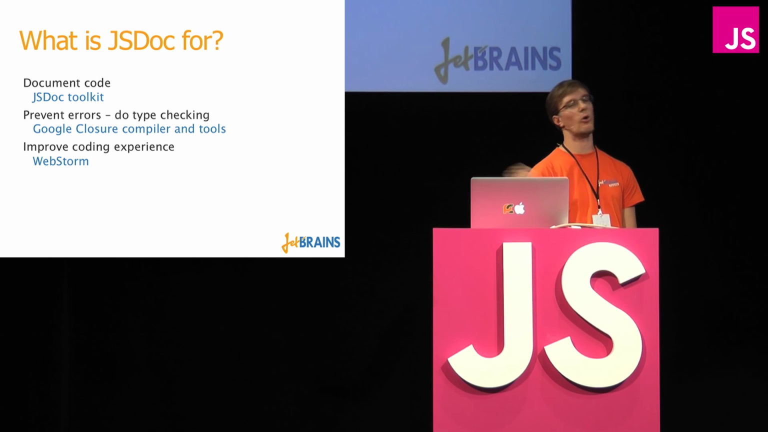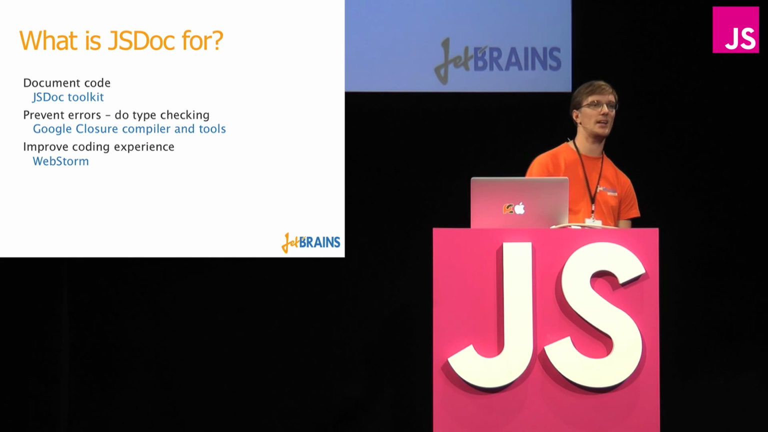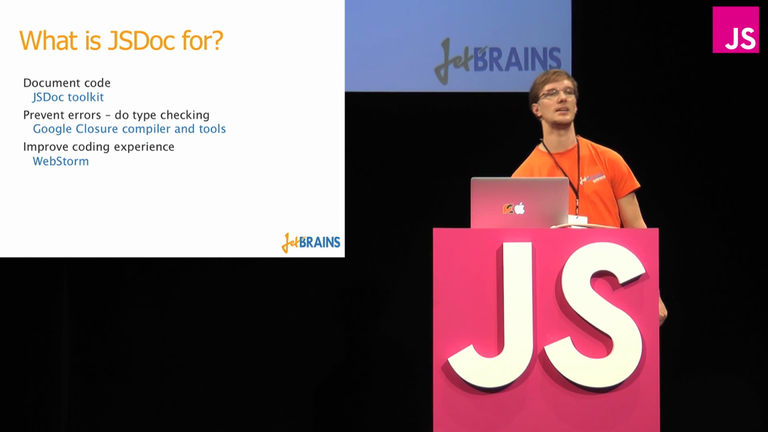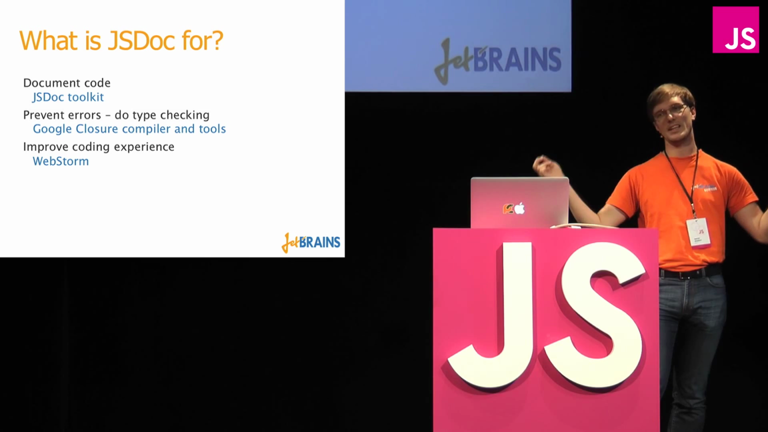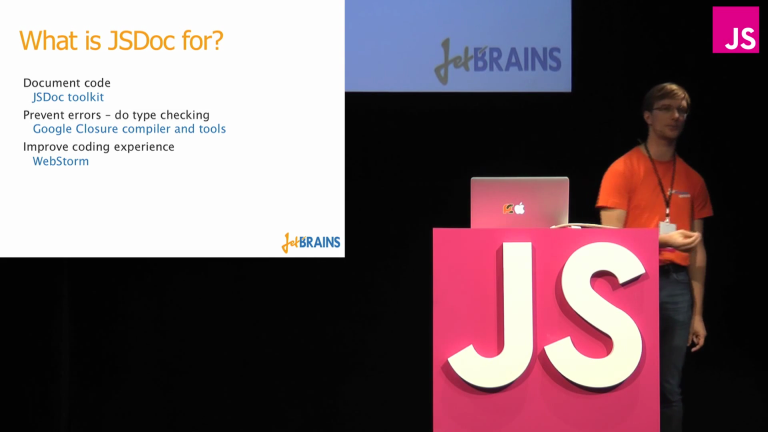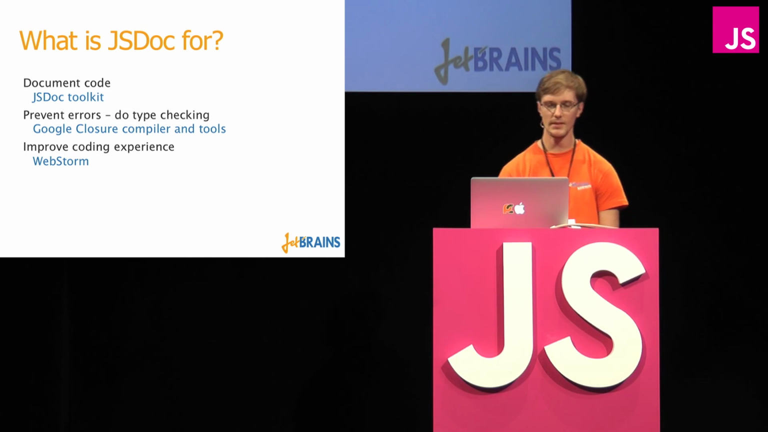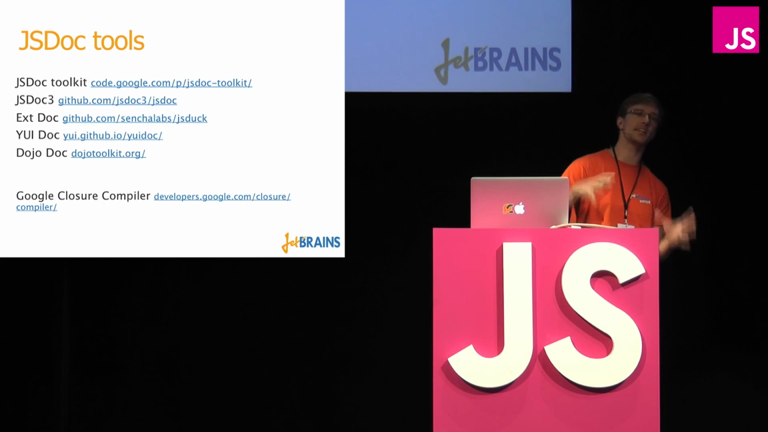Besides the documentation, there are also tools that can make use of this additional information to do error checking and to improve your code experience when you write code. Google Closure Compiler is an example of a tool that does quite extensive type checking based on JSDoc information. And WebStorm is the tool that I'm currently working on. It's an IDE for JavaScript, and it can extract a lot of value from JSDoc comments, and I'm going to show you how exactly.